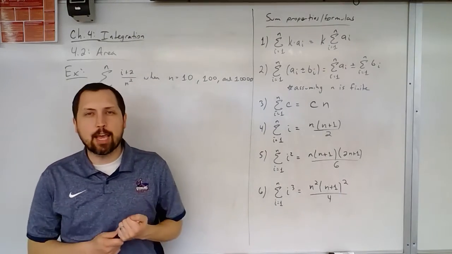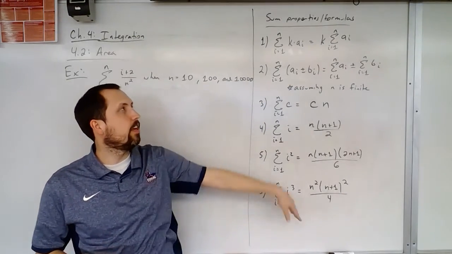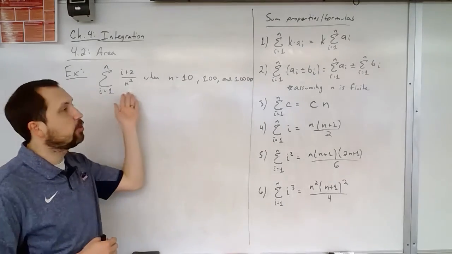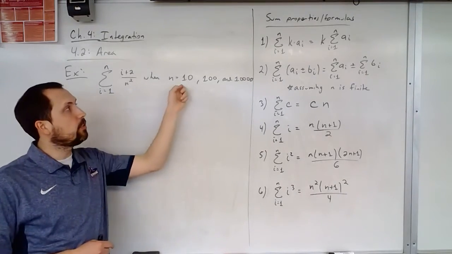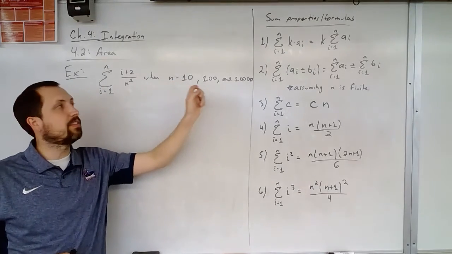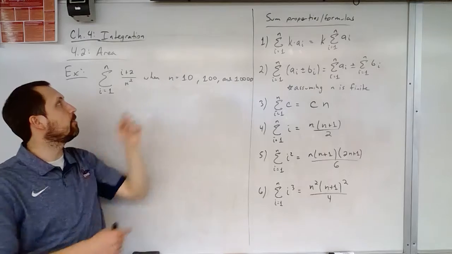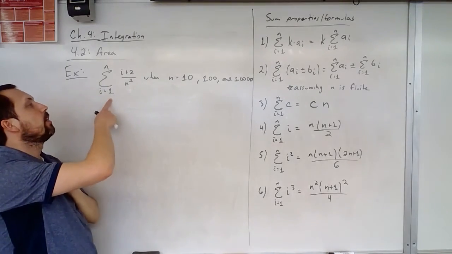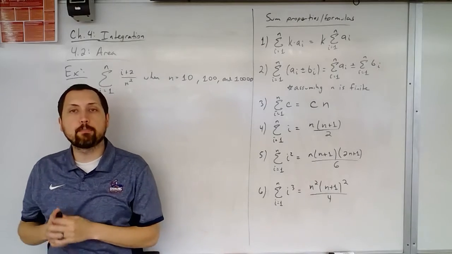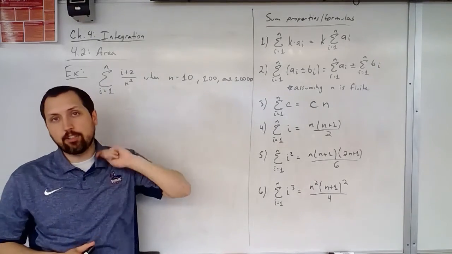Let's take a look at an example of using these rules and formulas that we just constructed by looking at this general example. Now, we're going to be checking this for different values of n. So we could say n equals 10, n equals 100, n equals 10,000 of this sum, i goes from 1 to n of this. Now, yes, you could do this by hand for each of these.